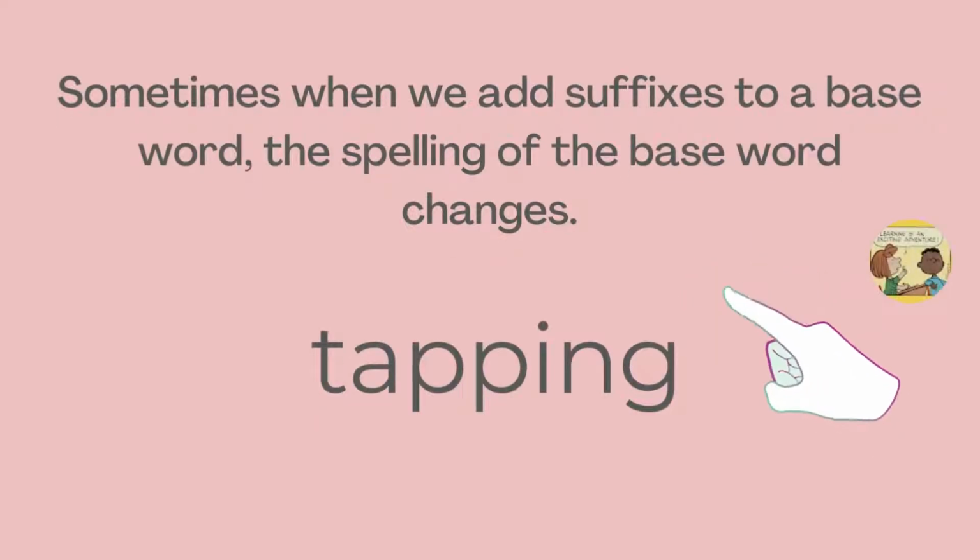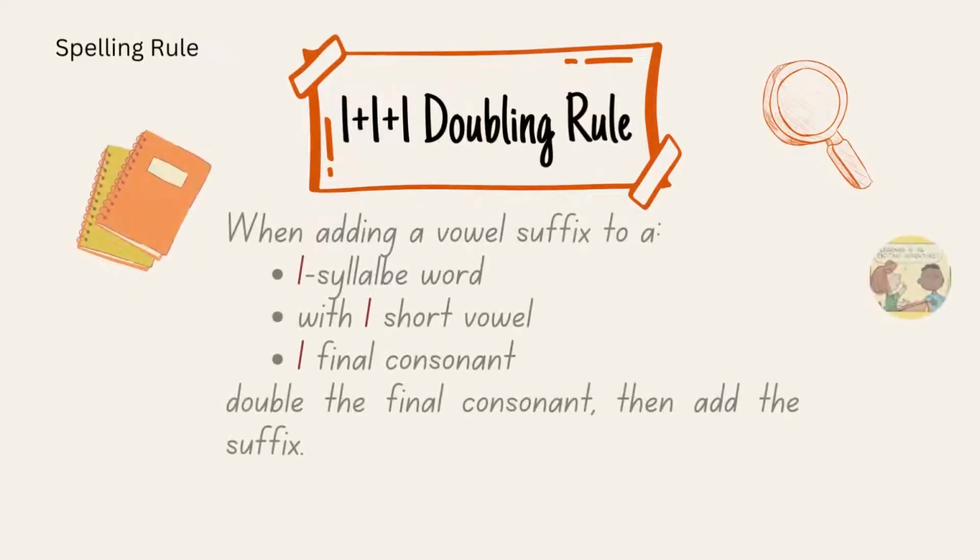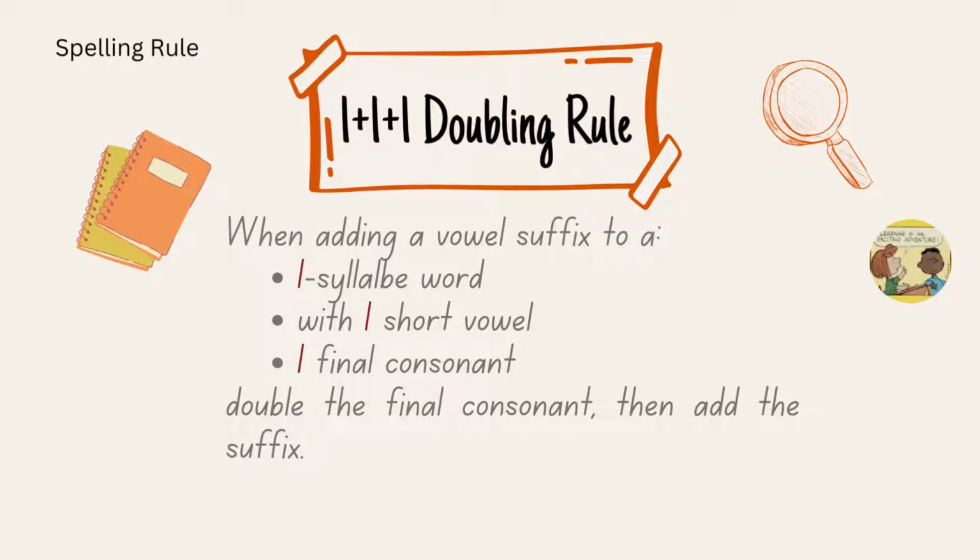The two examples given were words that followed this rule, that sometimes when we add suffixes to a base word, the spelling of the base word changes. Like in the word tapping, we've added the suffix ing onto the word tap, but tap isn't spelled with two p's. So we've had to change the spelling of the base word in order for the a to continue to say its short sound. This spelling rule is called the 1 + 1 + 1 doubling rule.